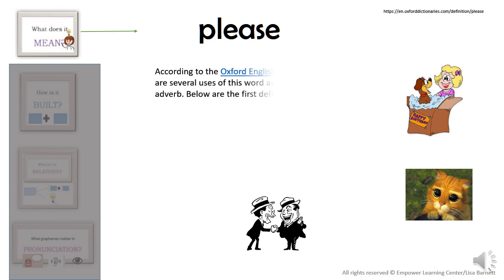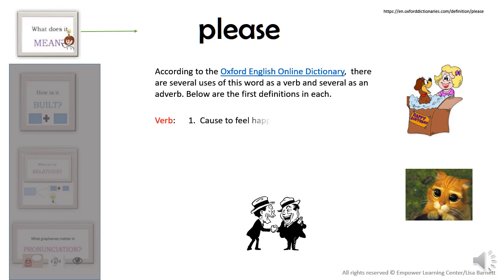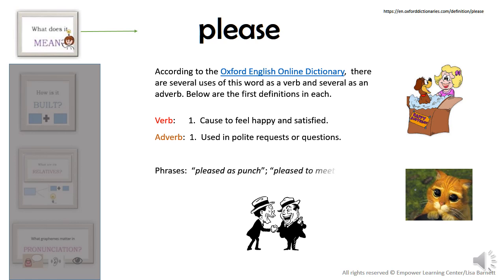So taking a look at please, what does it mean? According to the Oxford English Online Dictionary, there are several uses of this word as a verb and several as an adverb. Below, I've just written the first definitions in each. As a verb, it's to cause to feel happy and satisfied. As an adverb, it's used in polite requests or questions. Maybe it's heard in phrases like pleased as punch or pleased to meet you. Make certain that your student and you are using the same definition, the same word, understanding it in the same way.